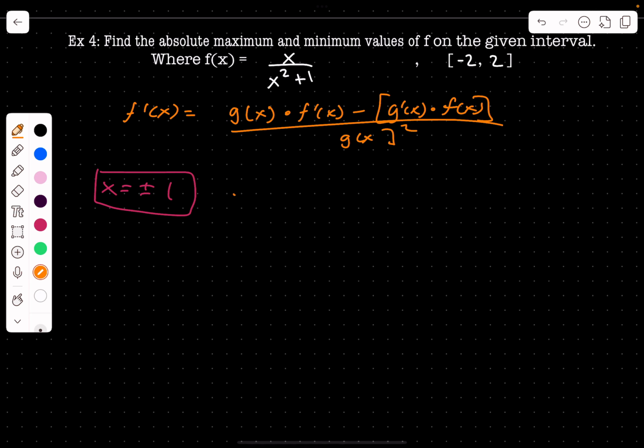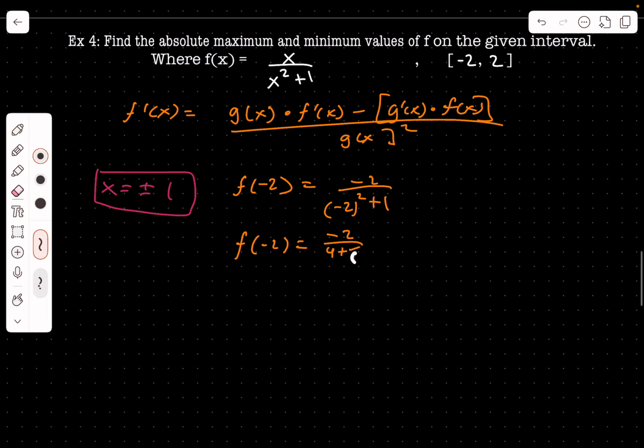All right, when we plug it in, we get f of negative 2. Let's do something different. Let's do our endpoints first. Negative 2. Okay, we get negative 2 over negative 2 squared plus 1. That's going to spit out negative 2 over 4 plus 1. So f of negative 2 gives you negative 2 over 5.